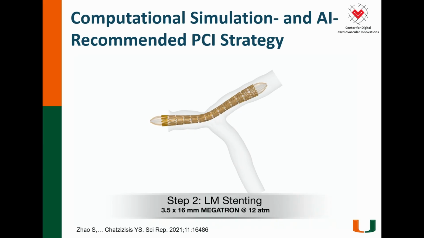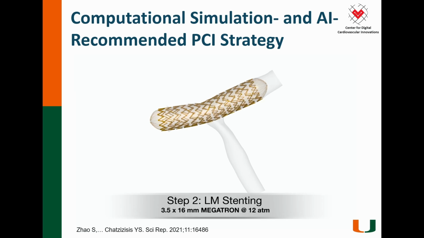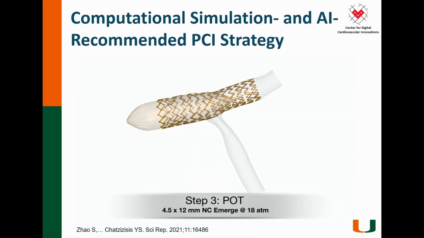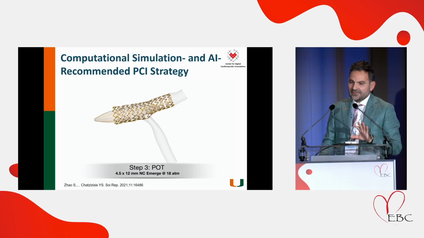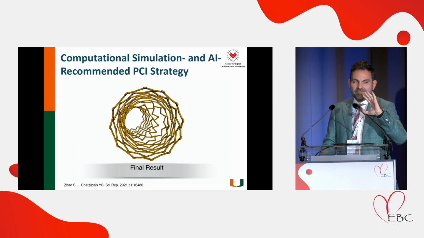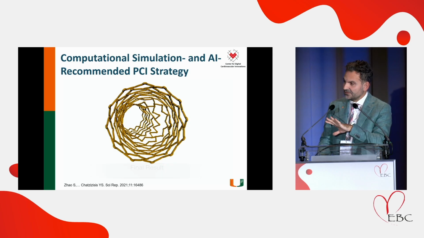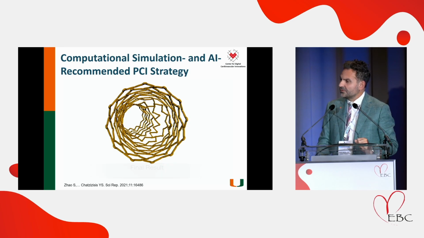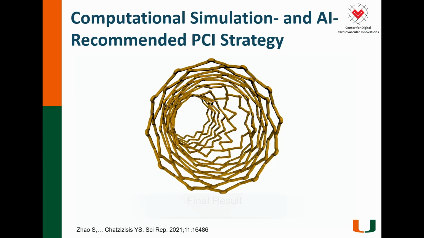So we now show what the AI and the simulation predicted here. It predicted this 3.5 balloon, this stent, 3.5 by 16, all the way to the left main at 12 atmospheres, and then the post-dilatation with POT. It's a simple left main, it's not a big deal. I'm sure that everybody here could handle this very nicely. Taking into account this anatomy and biology, the simulation predicted that the one-stent provisional approach with POT would work very well, with a good result in the circumflex as well. So that is the prediction essentially.